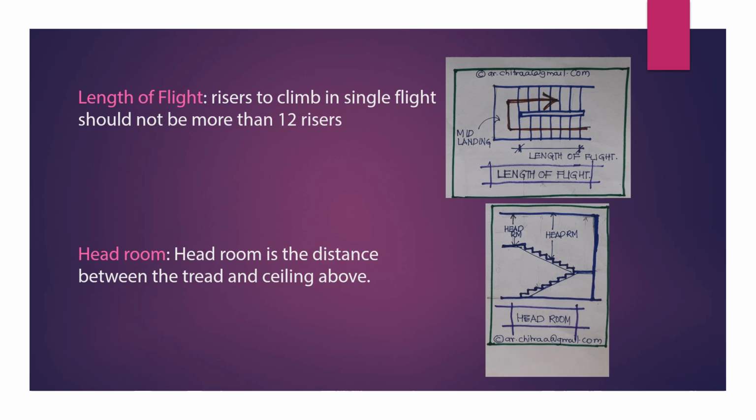Third one is the length of the flight. Length of the flight in any staircase climbing up non-stop should not be more than 12 risers at a time in a flight. So every flight should have a maximum of 12 risers so that the user of that staircase is easily able to climb the staircase in a single stretch.